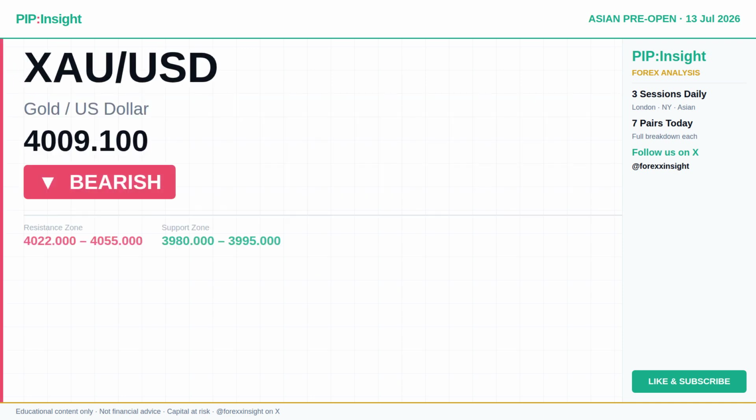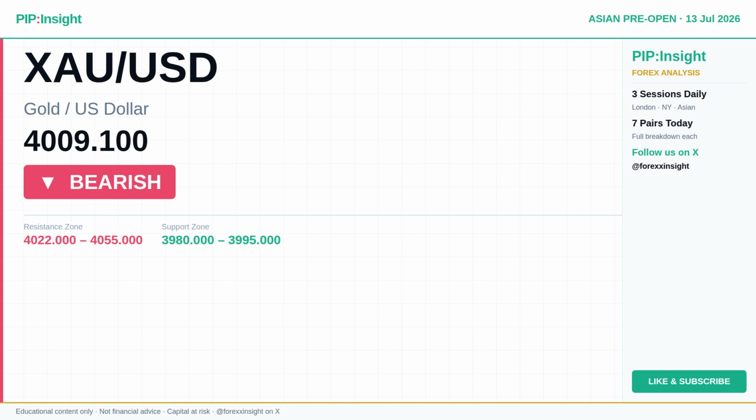If you've been waiting for the gold segment, here we go, and there's plenty to unpack tonight. Gold has taken a serious beating over the past several sessions, dropping from highs near $4,147 on the 9th of July all the way down to a session low of $3,992 earlier today. That's a dramatic move, and as we head into the Asian Pre-Open, price is hovering just above $4,009, sitting in a tight consolidation band that's barely 20 points wide.